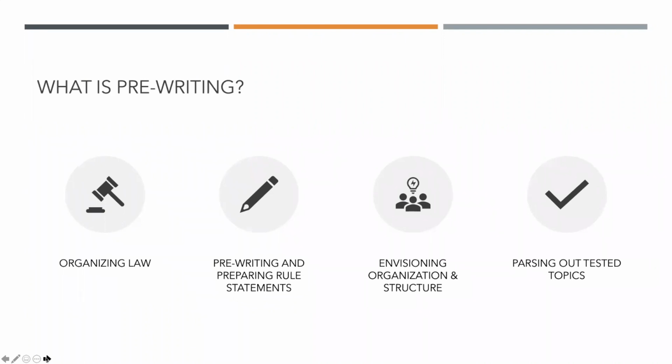It allows you to envision, like I said, the organization and structure of an entire essay prompt in a subject. And it allows you to parse out tested topics. And so it helps with issue spotting. So if you are in a criminal law class and you are dealing with murder, what are the different types of issues you may have to address when answering a question about murder? Or if you're in a torts question and you're talking about negligence, what are all of the possible issues that could potentially come up in a negligence essay question? And how would you organize those issues, and what would be the rule statements you use for those issues?